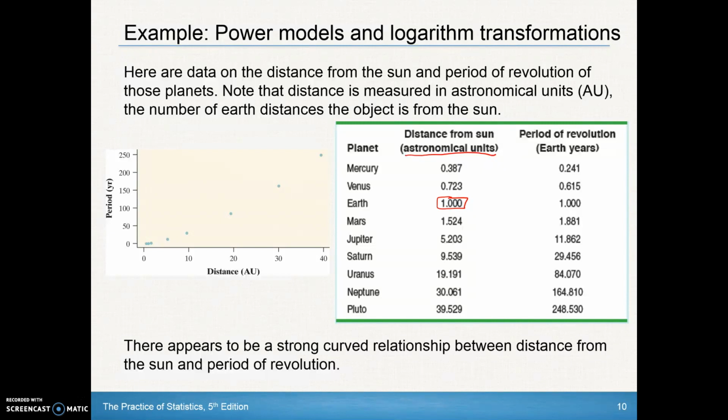So, if you plot this data, if you take the distance in AUs, so this is our X data right here, and plot it versus the period of revolution, that's our Y data over here, we can see that we get sort of a curved relationship between distance from the Sun and period of revolution.